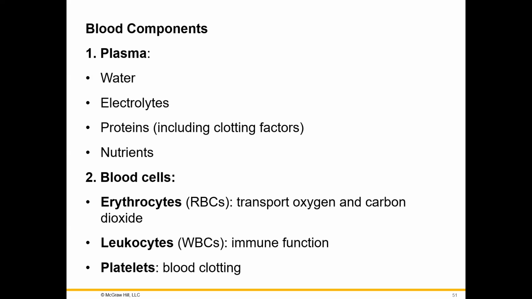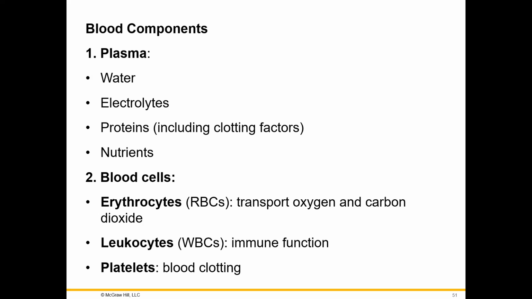Plasma also transports proteins like clotting factors, which are vital for blood coagulation, as well as nutrients that feed tissues and organs throughout the body. And then the blood cells are divided into three main types. Each of them has a distinct function. Erythrocytes are the red blood cells. They're the most abundant cell type in the blood, and their primary role is to transport oxygen from the lungs to tissues and to carry carbon dioxide back to the lungs for it to be exhaled.